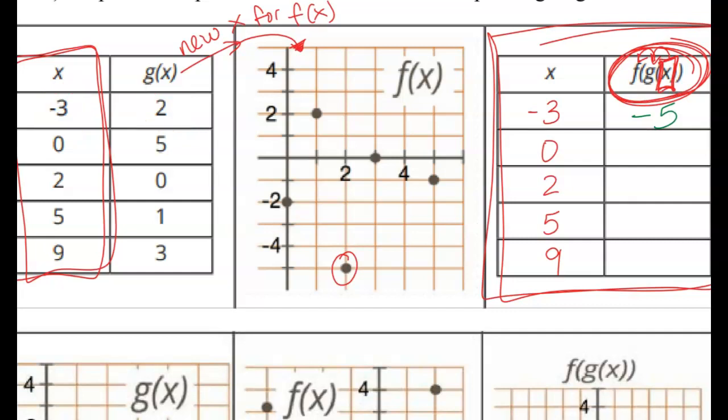Now I'm working on the second x, 0. When I have 0 as my initial x value, the g of x output is 5, and you're treating that like your new x for f of x. You're finding 5 on the x-axis, and you're looking for the point that has 5 as the x value, and that point has a y value of -1. So your f of x value is -1.